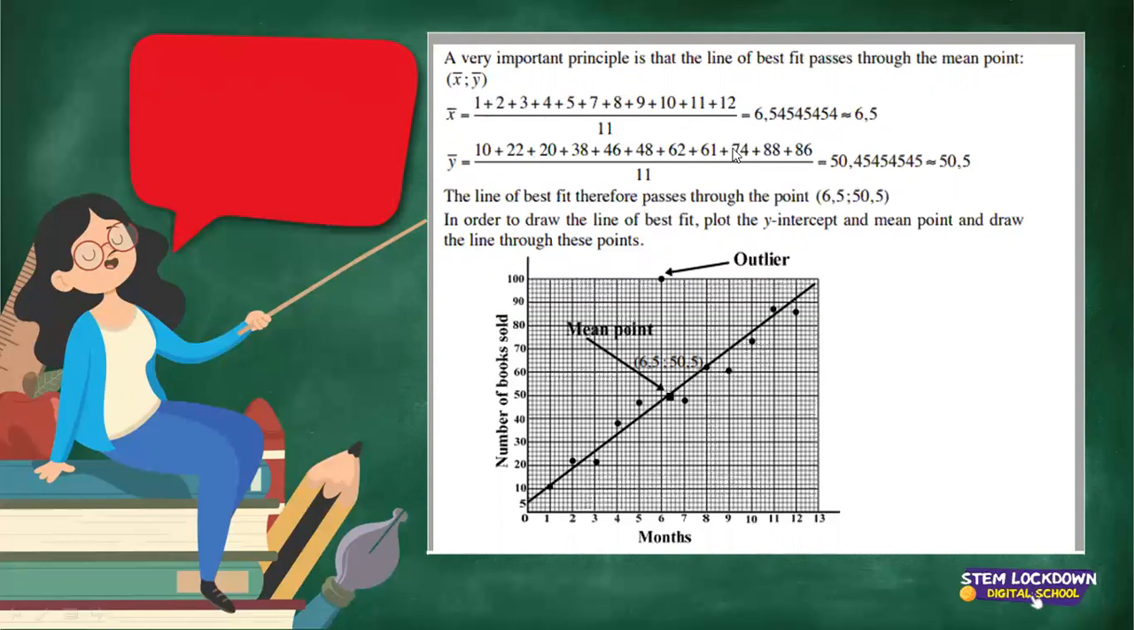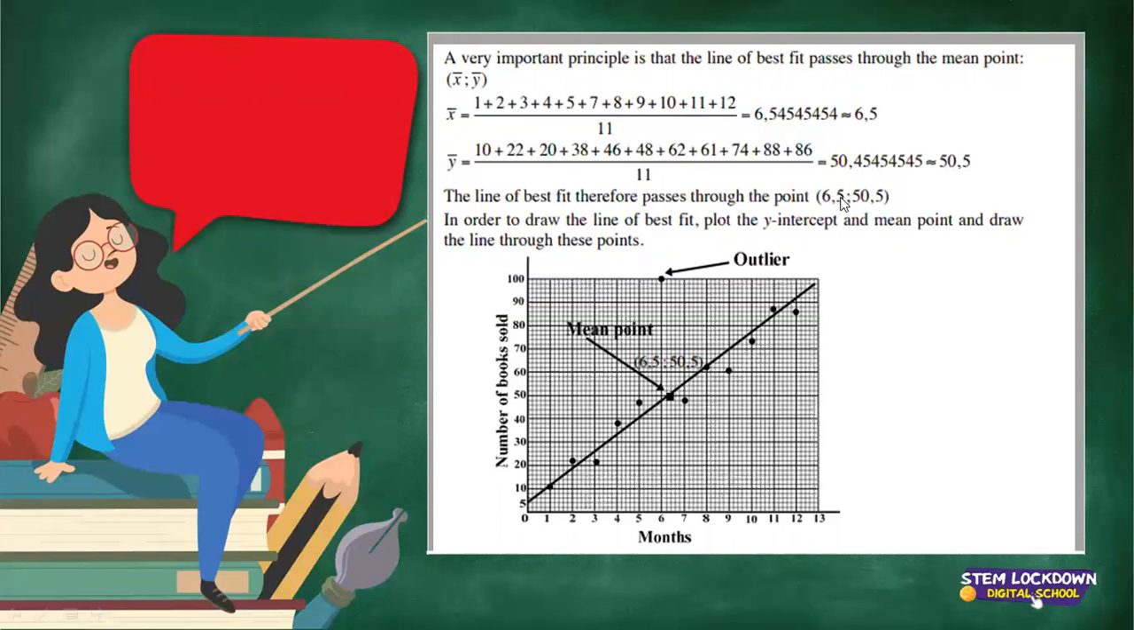We do the same thing for the y. Find the y coordinate at the mean position: add all the 11 numbers, divided by 11. Then you can plot it on your graph. The x coordinate at the mean position, in 1 decimal place, is 50.5, and the y coordinate at the mean position is 50.5.